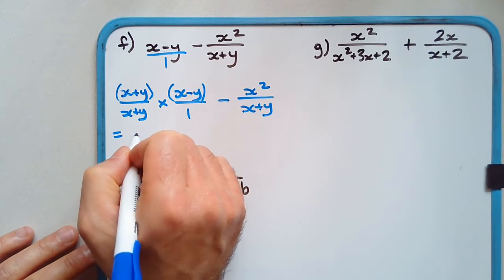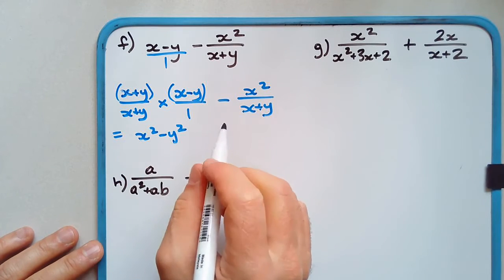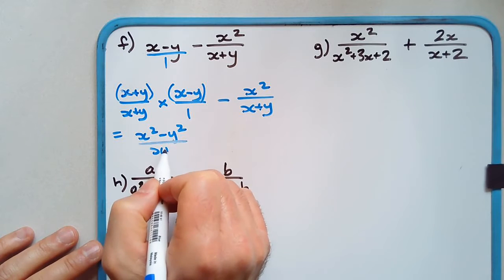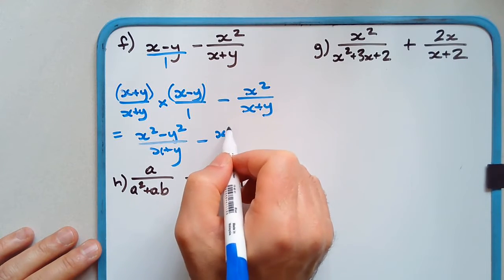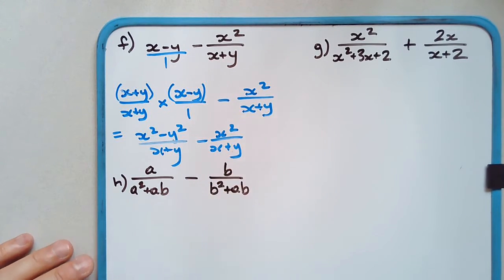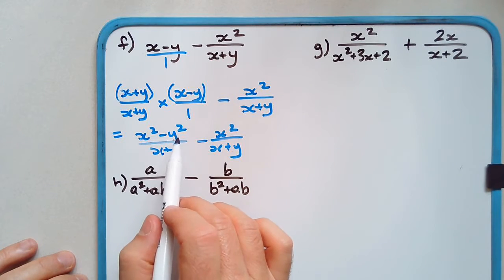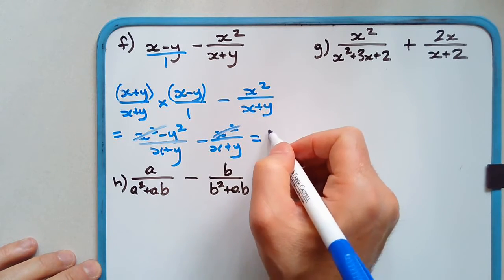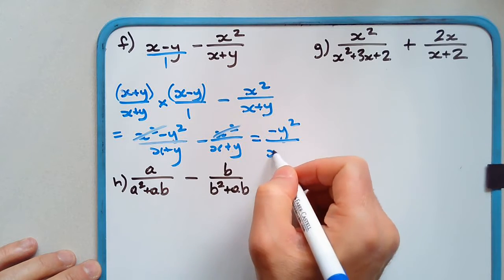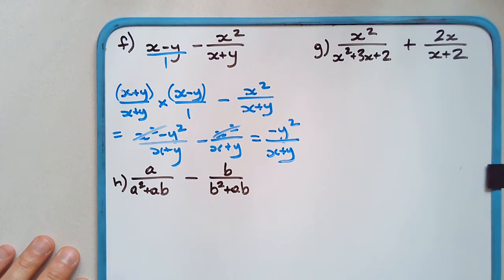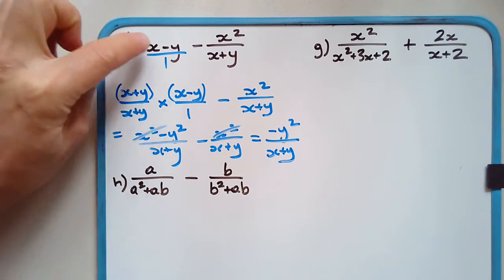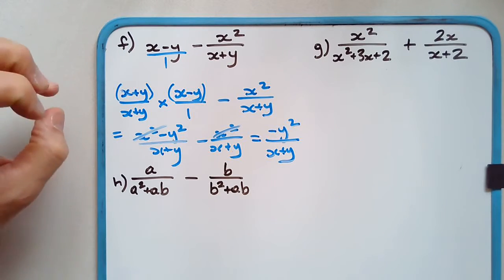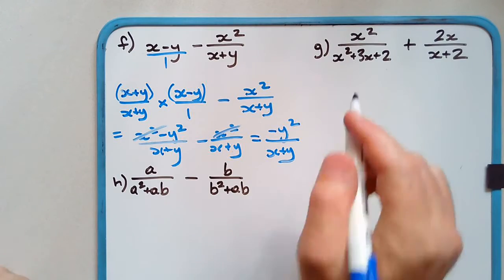So that's going to be x squared minus y squared, okay, over x plus y minus x squared over x plus y, and then we can subtract the numerators directly. So x squared minus y squared minus x squared. In fact, that disappears, and then you end up with negative y squared over x plus y. Okay. So again, what was the strategy here? Anytime you have whole numbers, or just pronumerals on their own, treat them as a fraction by putting them over 1. All right.